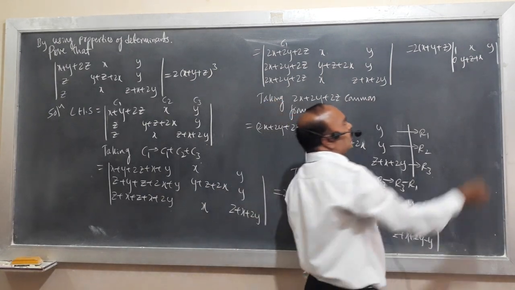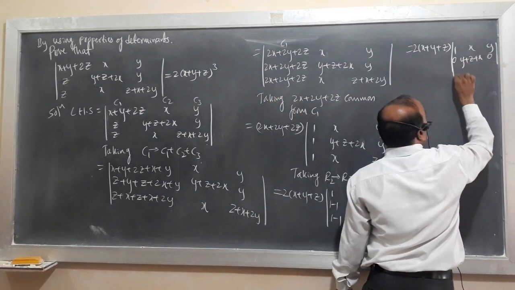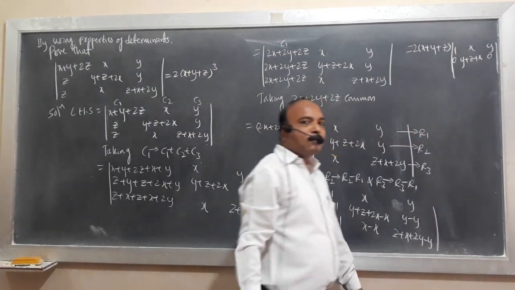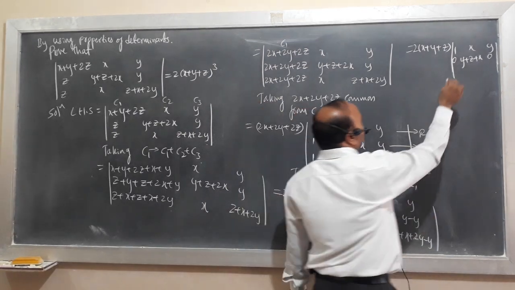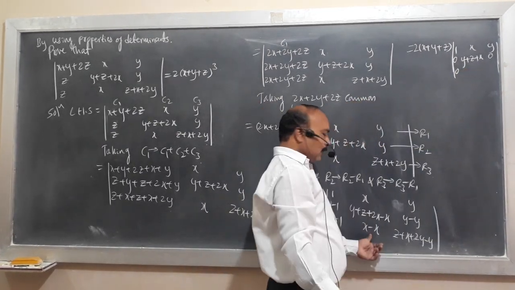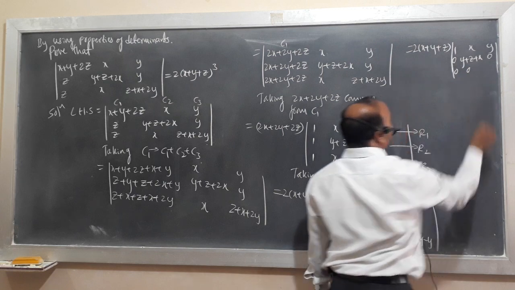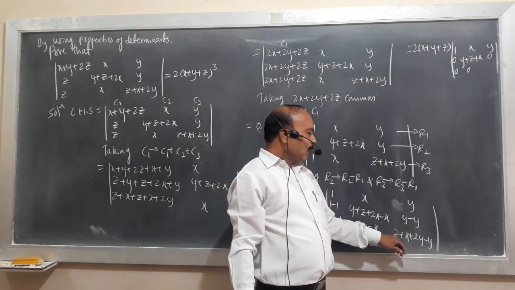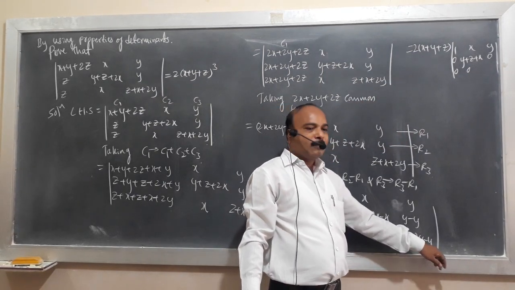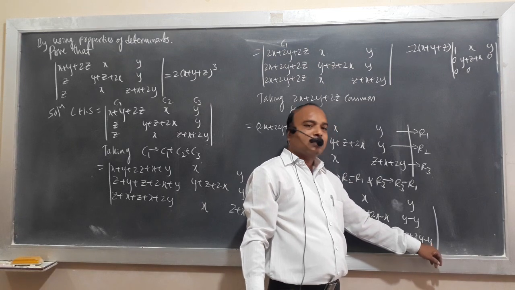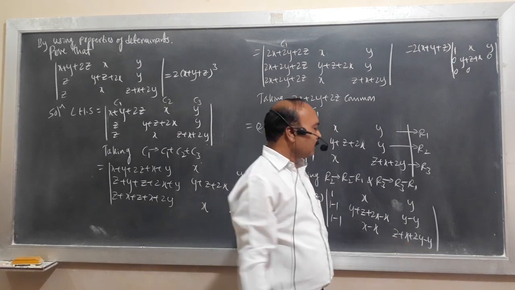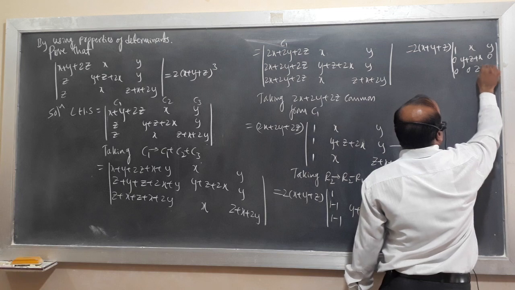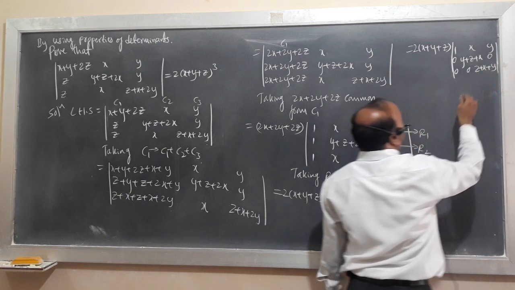Here y minus y is 0. Next we go for the third row. It is 1 minus 1 is 0. It is x minus x, 0. Now z plus x plus 2y minus y. 2y minus y is y. We get z plus x plus y.